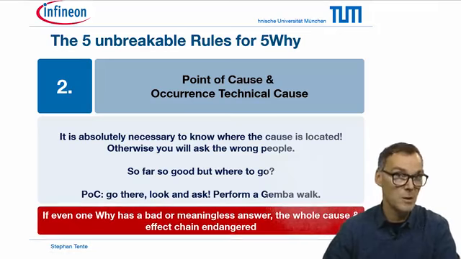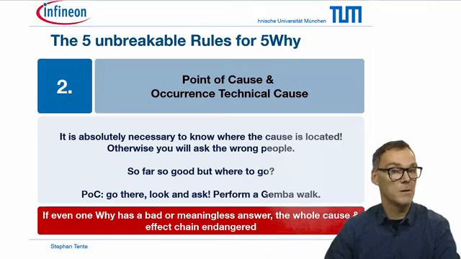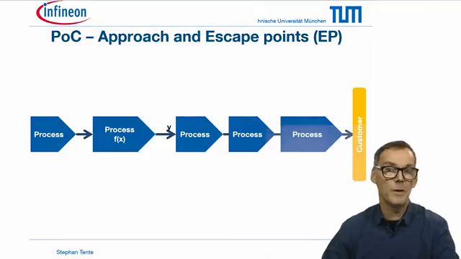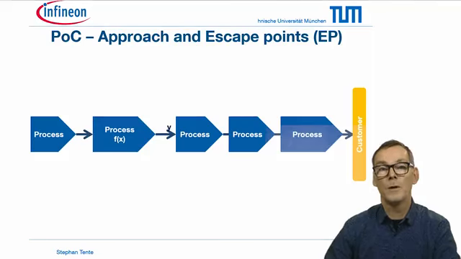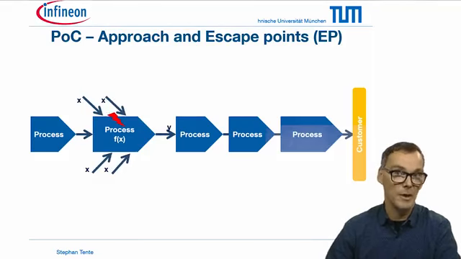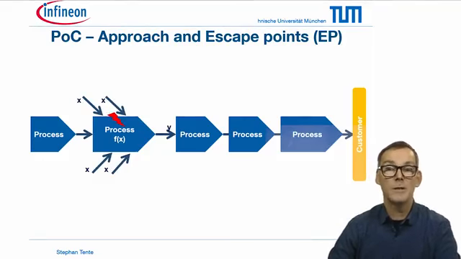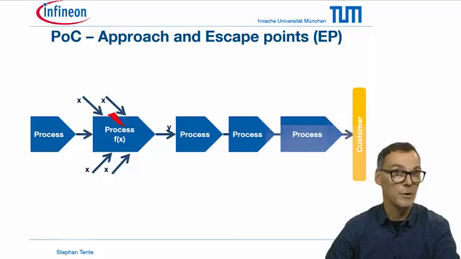In the Six Sigma toolset, this is known as the Gemba walk. Let's look into the simplified production flow to understand the point of course approach. In the second process step, some input parameters are causing a non-conformity that ends up at the customer of the finished product. Well, that's not a good idea.